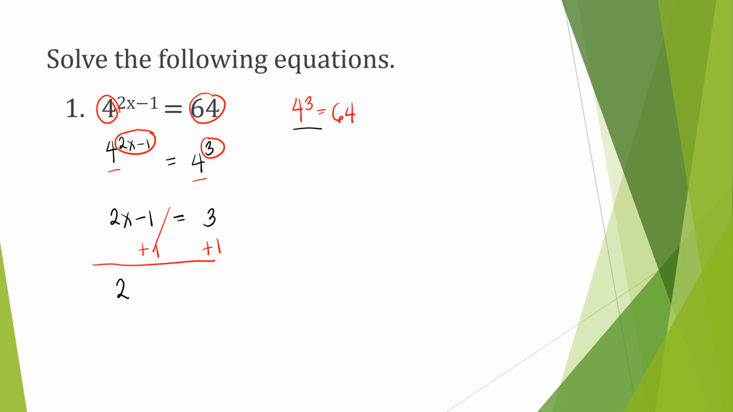This becomes 2x is equal to 4. Let us multiply both sides of the equation by 1/2. Why 1/2? Take note that the product of a number and its reciprocal is 1. So our target here is to eliminate the number beside x. So we have to multiply this by the reciprocal of 2, which is 1/2.